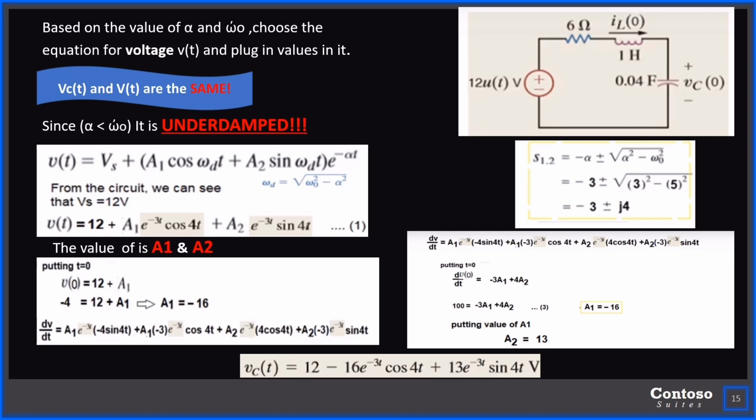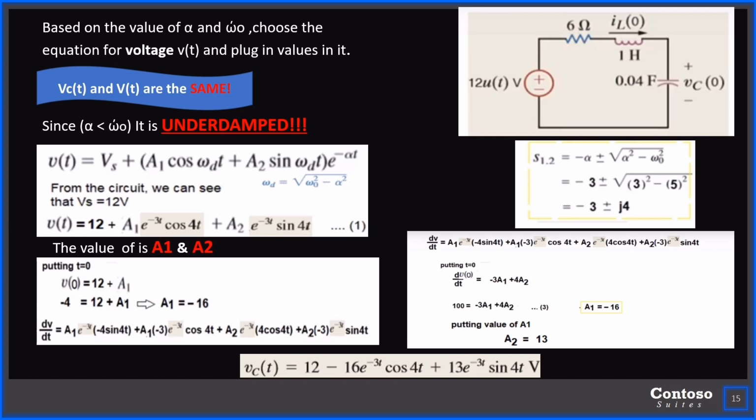And then now we find the value of A1 and A2. This can be determined by V naught equals 12 plus A1. This is just Kirchhoff's voltage law, and we got A1 equals negative 16.